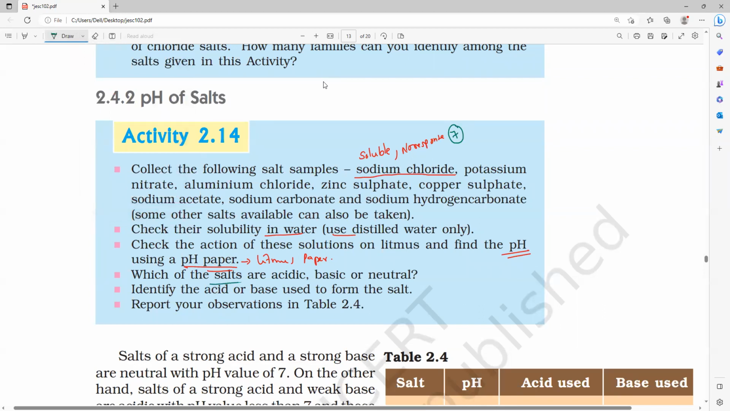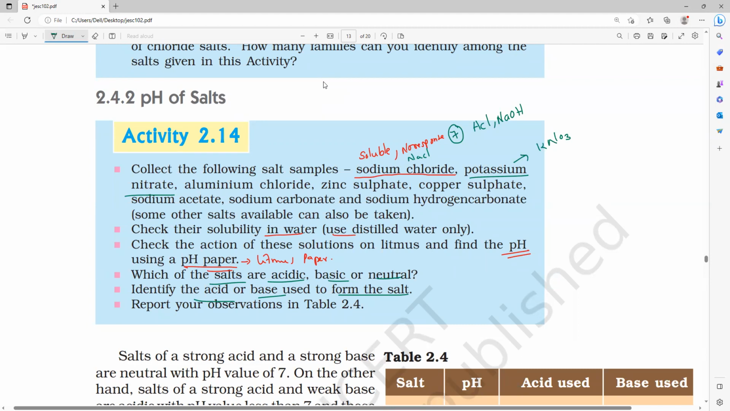They are asking which of the salts are acidic, basic, neutral. Identify the acid and base used to form the salt. What is the acid and base present here? Parent acid, HCl, and parent base, sodium hydroxide, NaOH. Next, potassium nitrate. What is the formula first? This is sodium chloride, NaCl. Very good. Potassium nitrate formula, everybody.